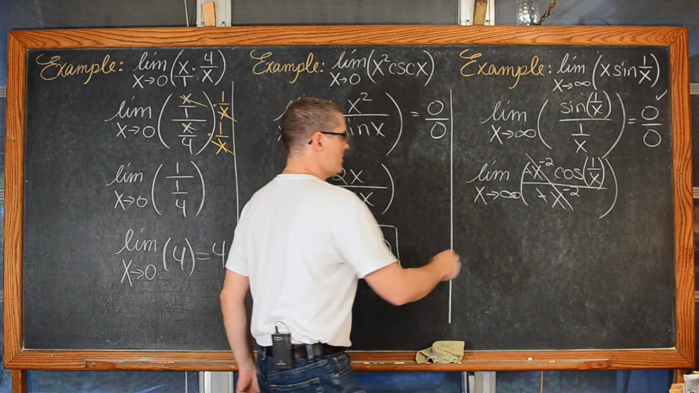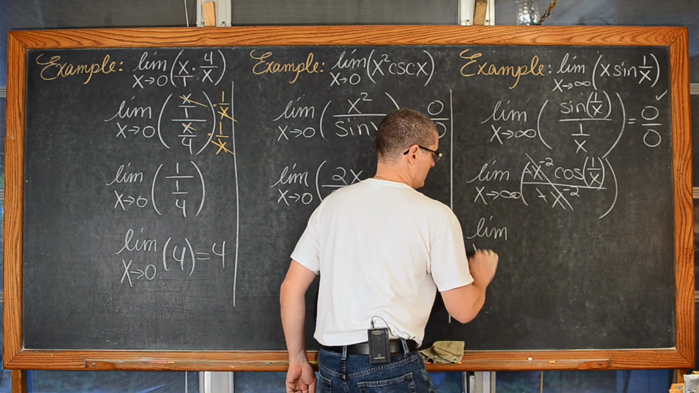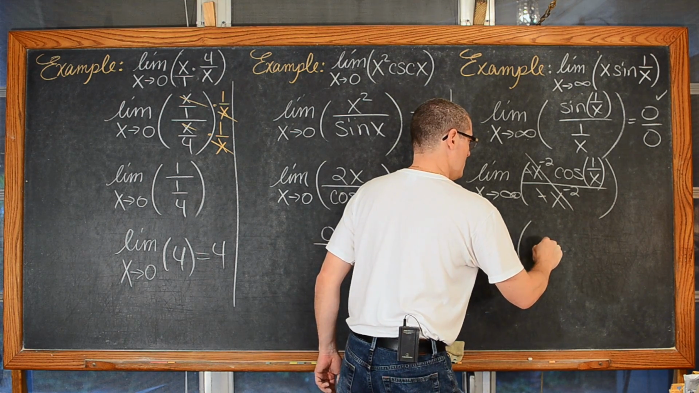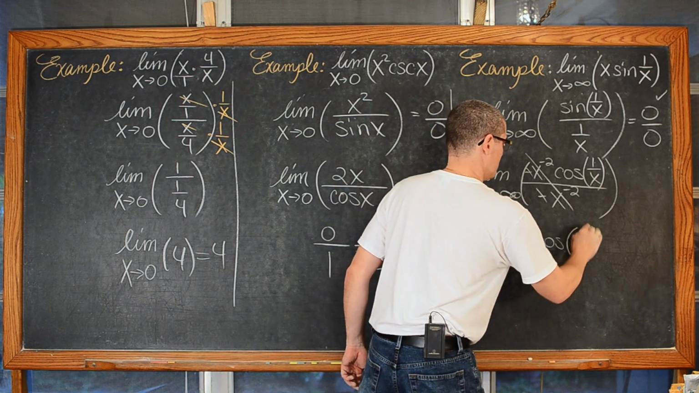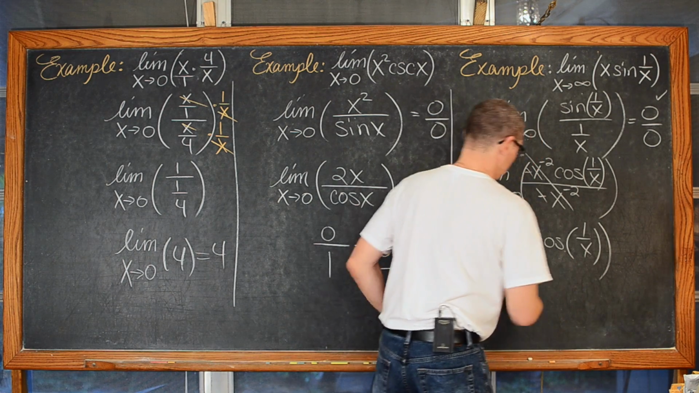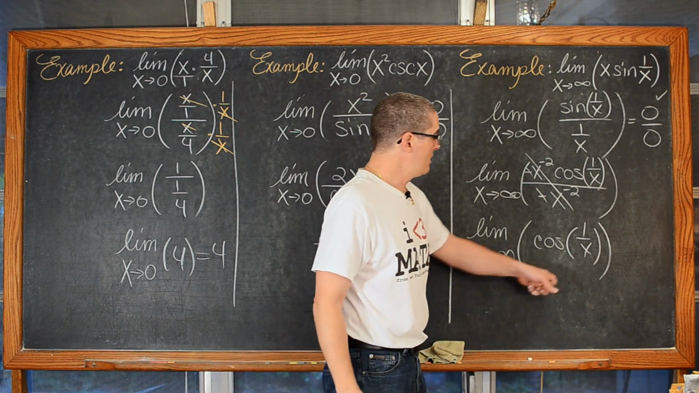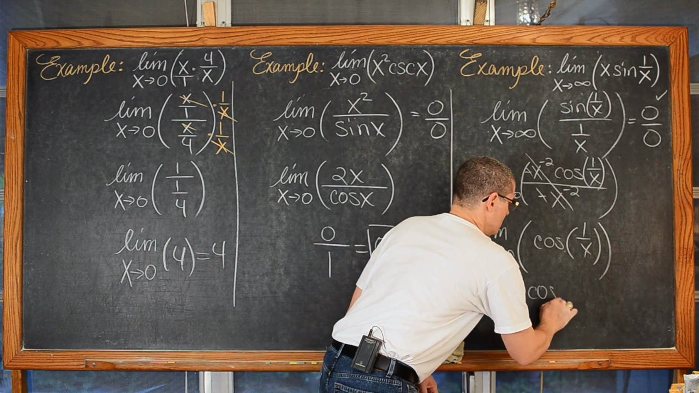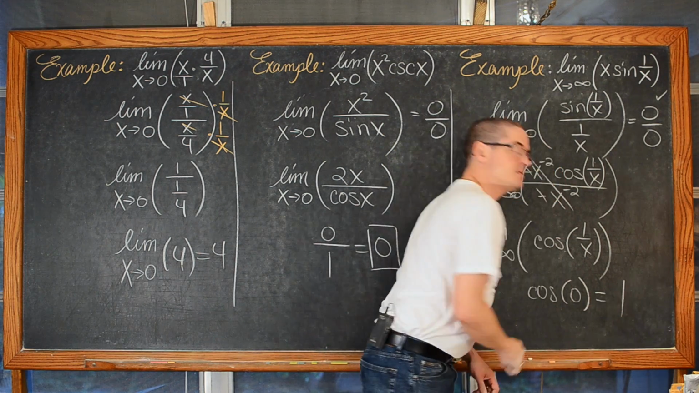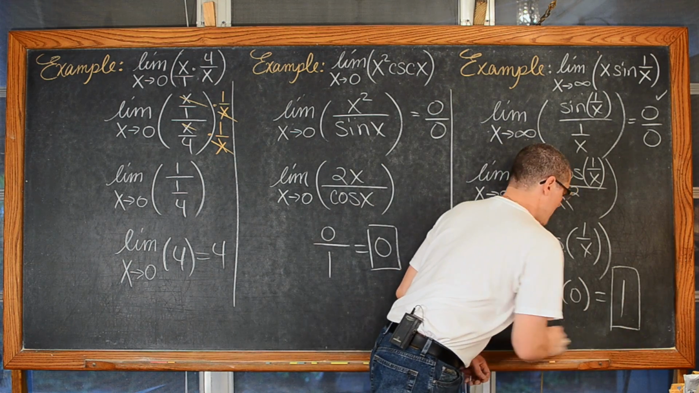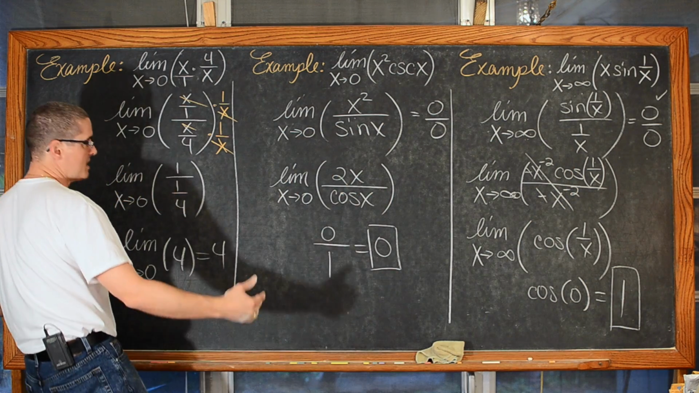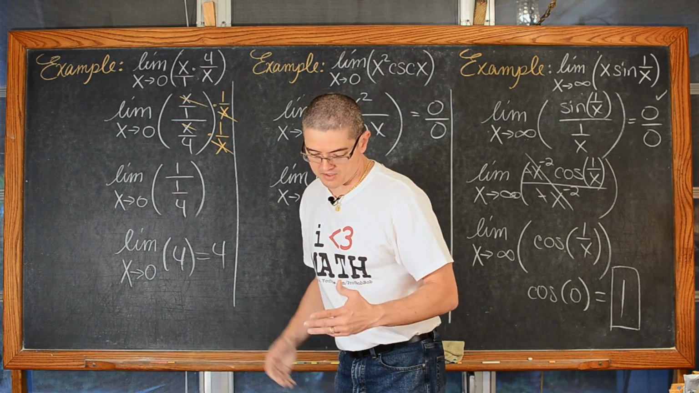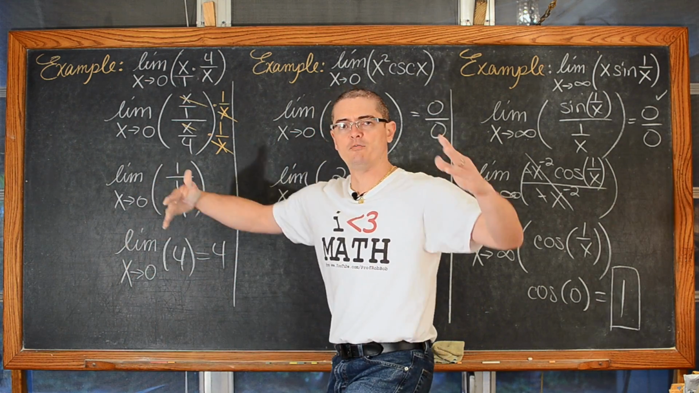And we end up with the limit as x approaches infinity of the cosine of 1 over x. Letting x approach infinity, we're going to have 1 over infinity is 0. The cosine of 0 is equal to 1. And that is the end of these 3 examples, all involving indeterminate form for multiplication or products. Now we're going to move on to indeterminate form of power.